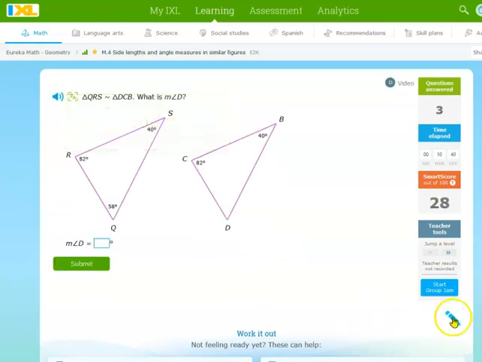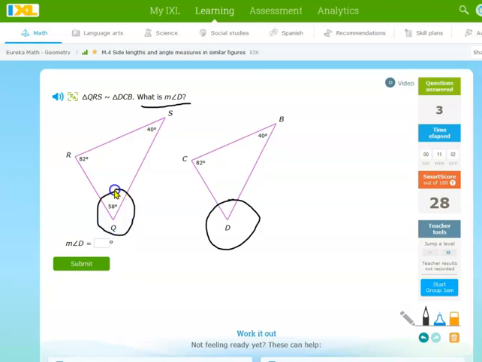Okay, cool. Here's another angle problem. So this one should be pretty quick. We're not going to need to do a calculation here. We have our similarity statement, and then it just says, what is the measure of angle D? So first thing we always do with all of these problems is we go locate that side or angle that they're asking us about. Angle D is right here. It seems like Q is the matching angle, so I think the answer is going to be 58.